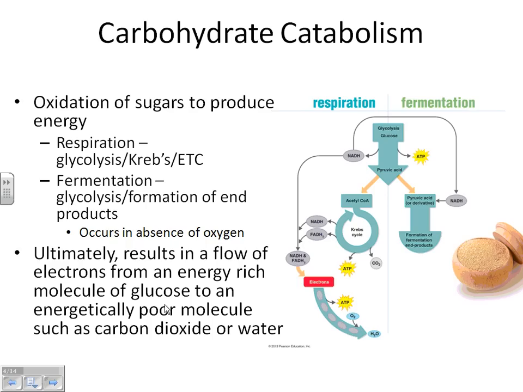Let's talk metabolism. Okay? There's two types of metabolism. There is catabolism and anabolism. We're only going to go over the catabolic processes in here. Catabolism is where you start with something big, make it smaller, and make energy. That's what we're more worried about.